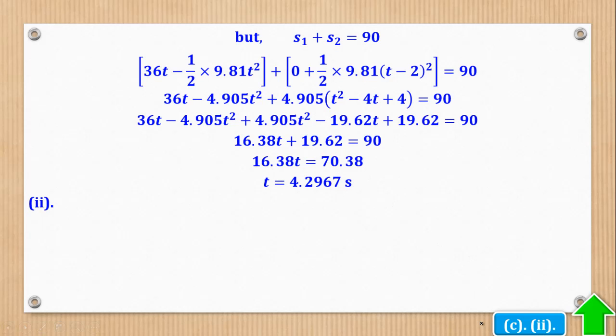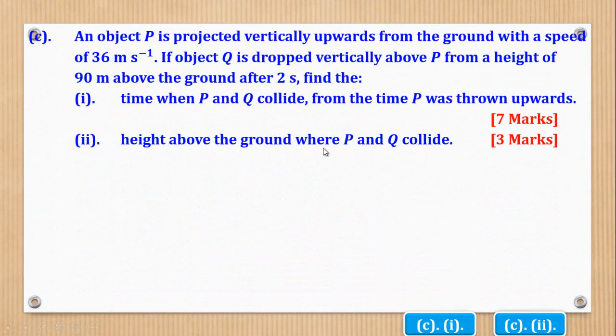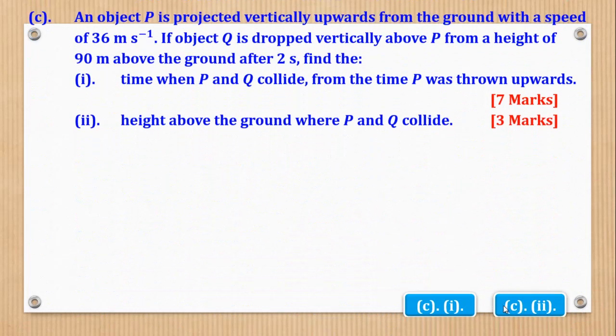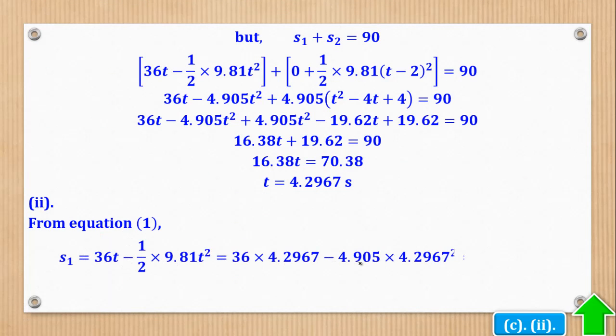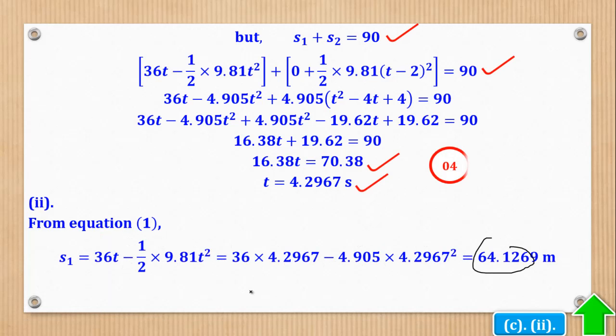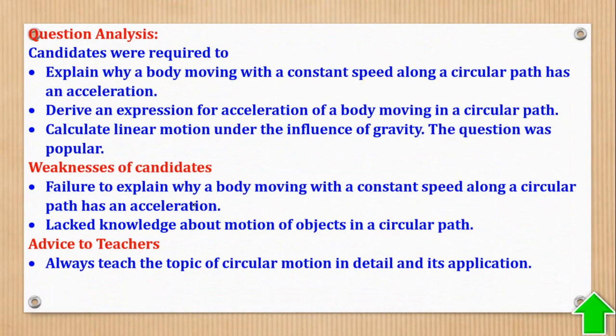Then Roman 2, they ask for the height above the ground where P and Q collide. So from equation 1, S1 will be given by this when substitute for T. Then also, so that's how the marks will be awarded. So this is the report for that question, analysis for the question.